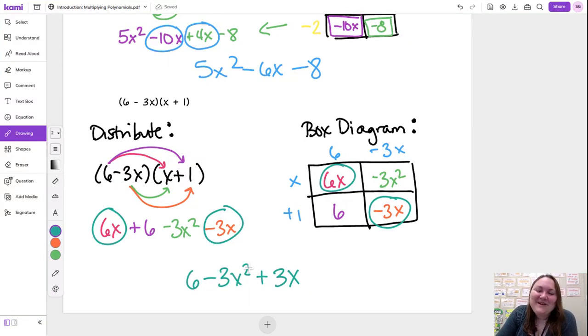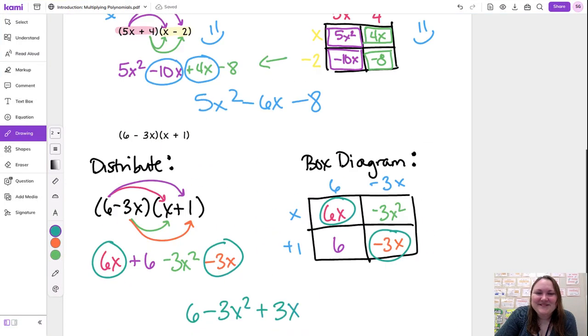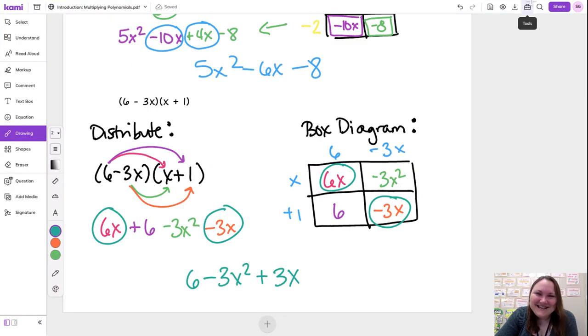In today's lesson, we are going to be doing more multiplication problems like these you saw here. And you are ready for today's lesson.